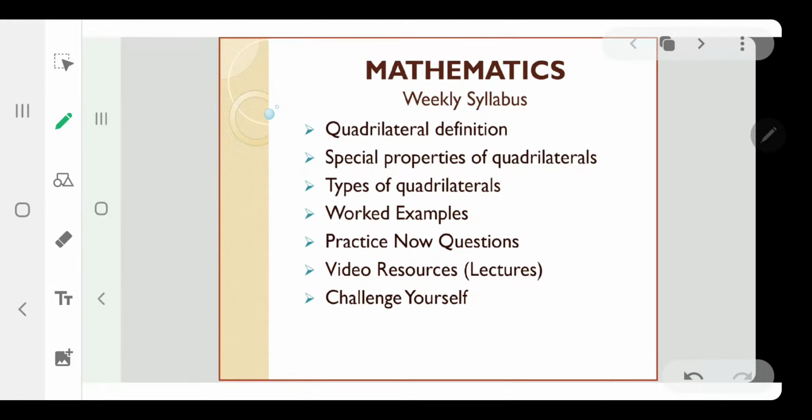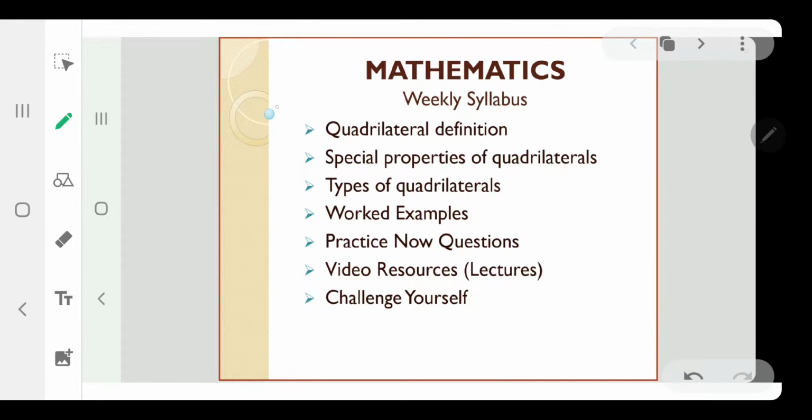Bismillahirrahmanirrahim. Dear students, in this lecture we are going to talk about and discuss quadrilaterals, their special properties, types of quadrilaterals, worked examples, and some practice questions.